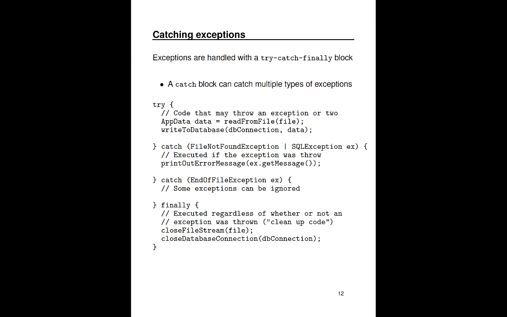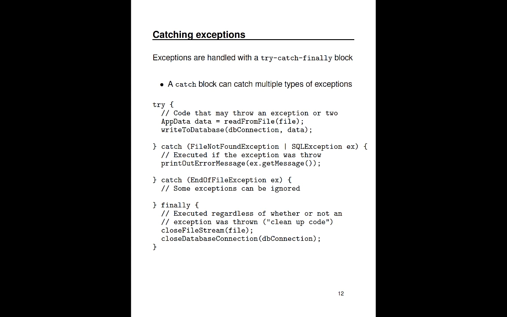And then we're also going to call another method that says write to database. So this takes first the connection to the database, the DB connection, and then also that data that we read from the file. This is just example code. It doesn't have to compile. It's meant to just show you what the syntax for working with exceptions is like. So we have that try block there. And then following the try block are a series of catch blocks that handle different kinds of exceptions. So a catch block declares that it handles a specific type of exception.